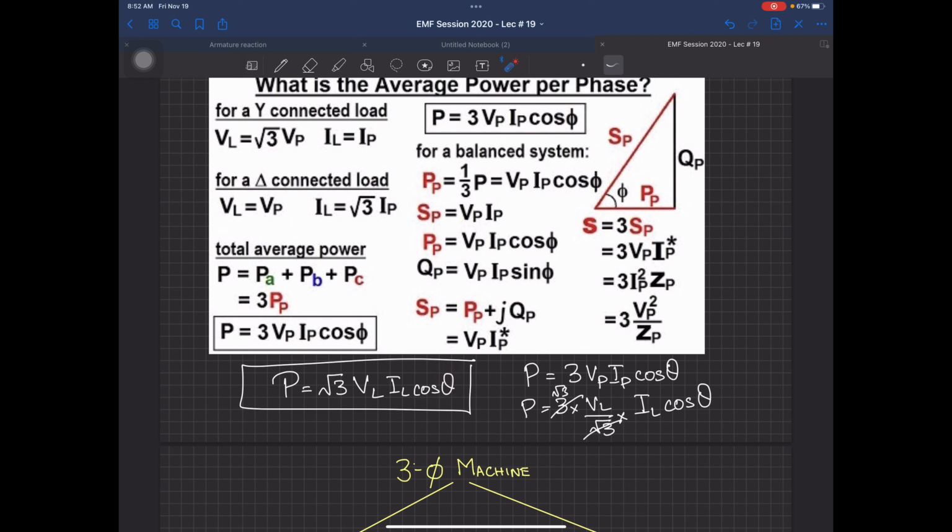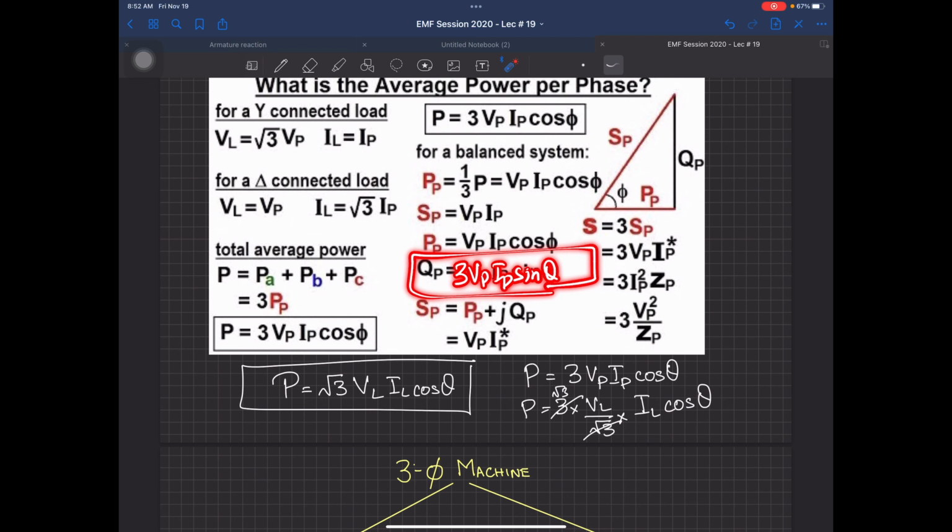And if you want to find out in terms of Q, because you know active power and then reactive power, then you can replace this one by 3 Vp Ip into sine of theta. This is going to be your three-phase reactive power. So I hope you have got the idea.